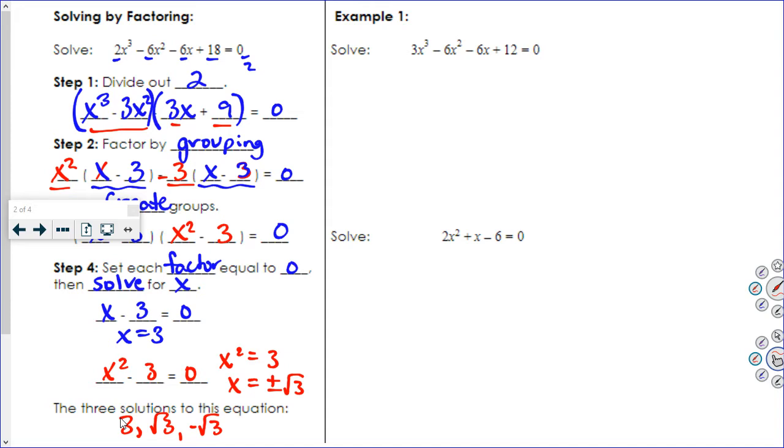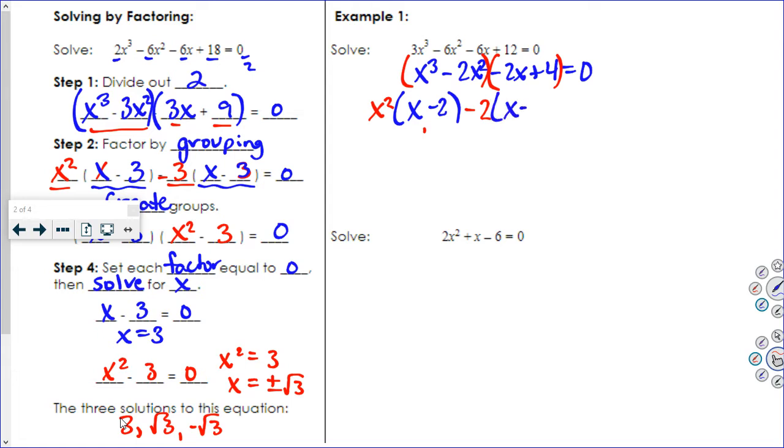Okay, so when you look at example number 2, again, what you're going to do is take out a greatest common factor of 3. We're going to divide everything by that 3, and then group. We're going to put the first 2 terms in a parenthesis, the last 2 in a set of parentheses, and take out a greatest common factor. So we have x squared. When we take an x squared out there, we're left with x minus 2. And then we want to take out a negative 2, because we want that parenthesis to match the first parenthesis that we just did. If we took out a positive 2, it would not match.